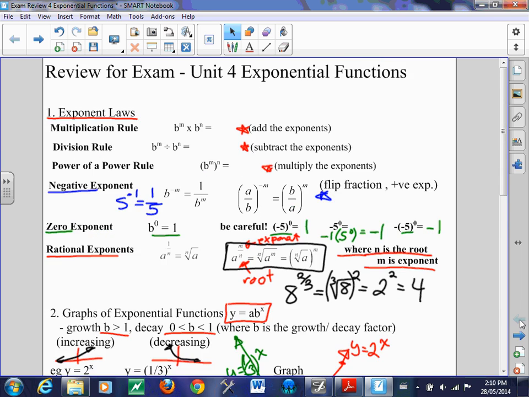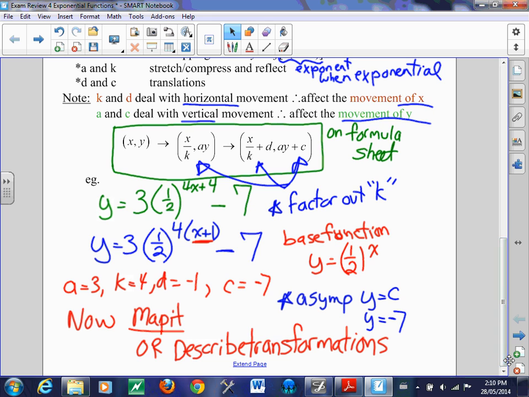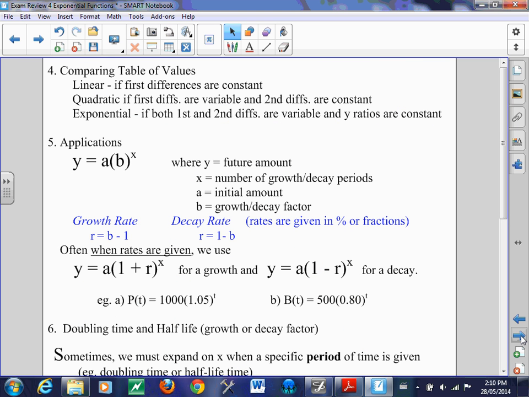All right, I think we're at the bottom of the first page. Let's see. Yep. So let's go to the second page of the review. Flip it over. Now we're going to be comparing table values.